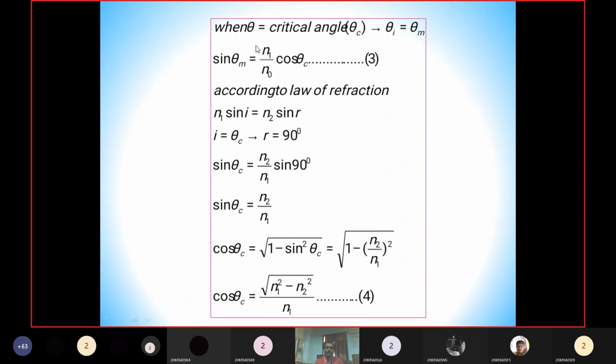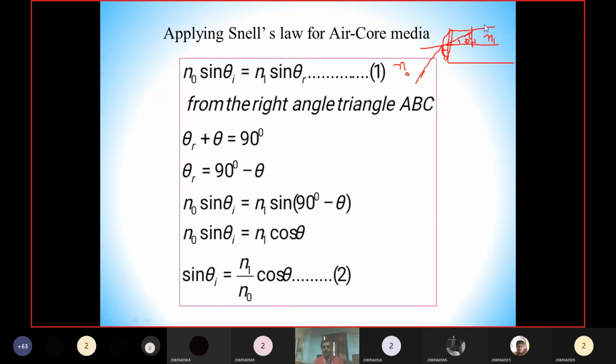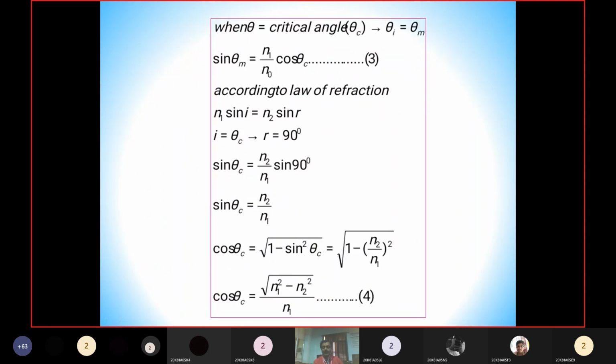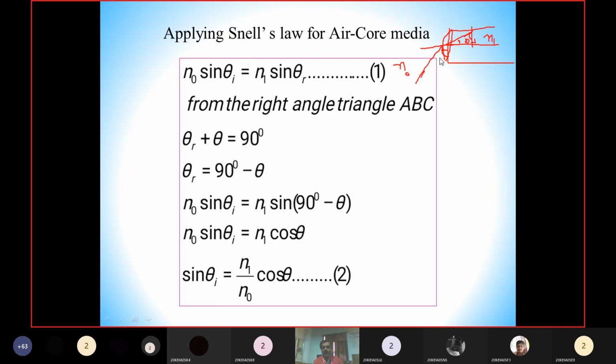Now coming to when theta is the critical angle, theta C. See here, this theta will become theta C, and only then will total internal reflection take place. That's why I am taking it here. So when theta equals theta C, the critical angle, the incident angle theta I will become the acceptance angle.